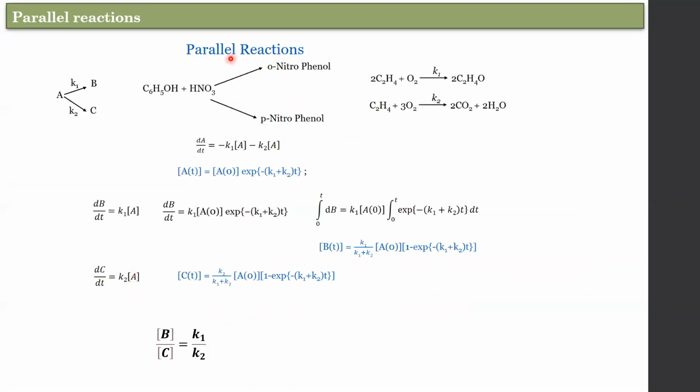But also, like the parallel reaction, here one thing can be noted: concentration of B by concentration of C is equal to k1 by k2. This is the important criterion followed here. The rest is all the same mechanism, integrating and differentiating, we get the concentration of each and every component at any time. The criterion to be noted is that concentration of B by concentration of C equals the ratio of rate constants at each and every time.